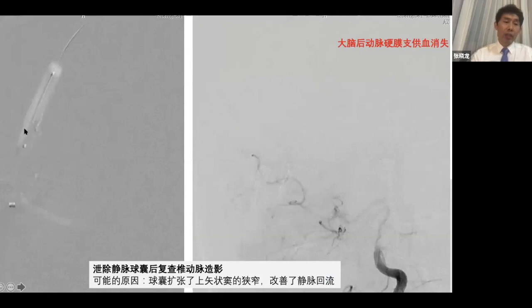And we did the balloon angioplasty of the superior sagittal sinus. And the posterior circulation fistula was gone. We didn't do the embolization of this one. Maybe it's because we opened the superior sagittal sinus.